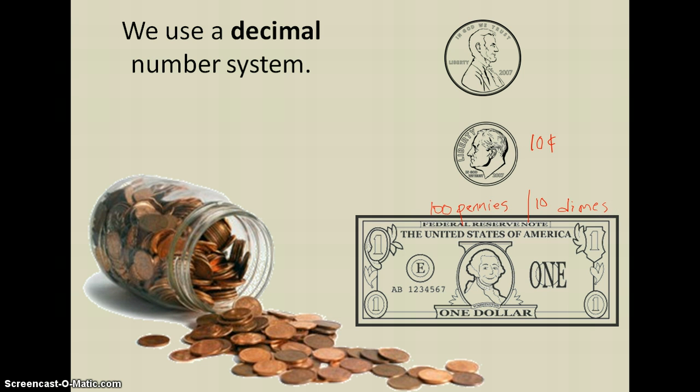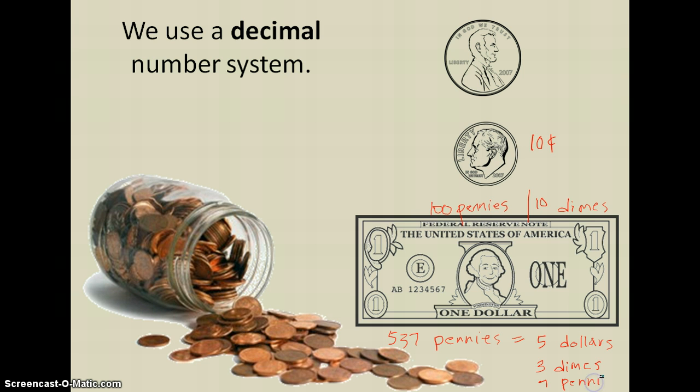And so if I'm thinking about that 537 pennies that I have, I could take 500 of those pennies, and that would give me $5. And then I'd have 37 cents left over. Well, 30 of those cents I could make into 3 dimes, and then I'd have 7 pennies left over at the very end.